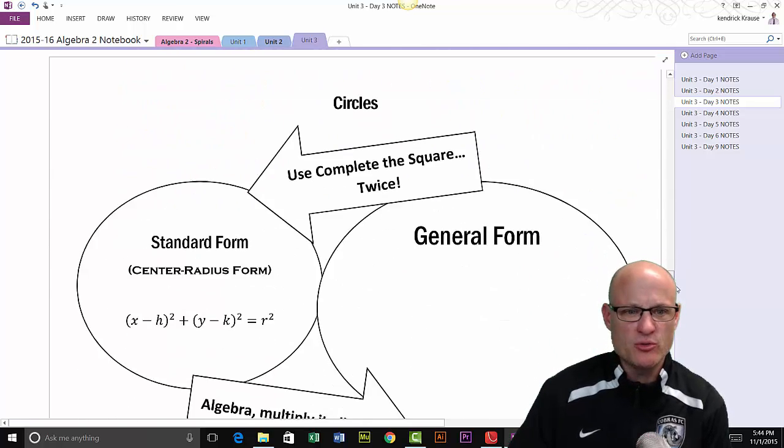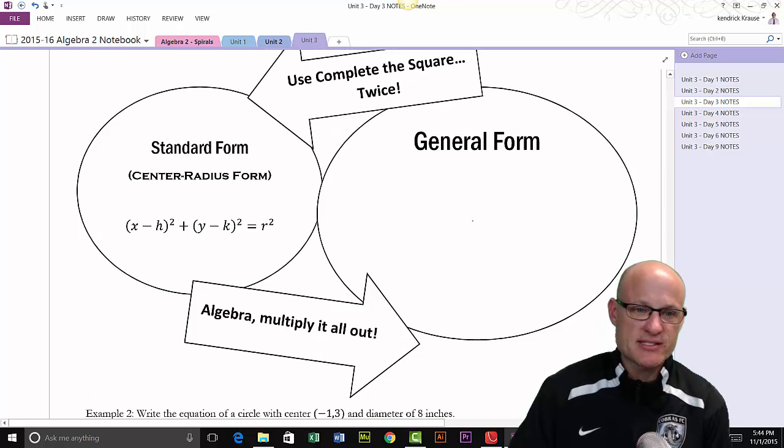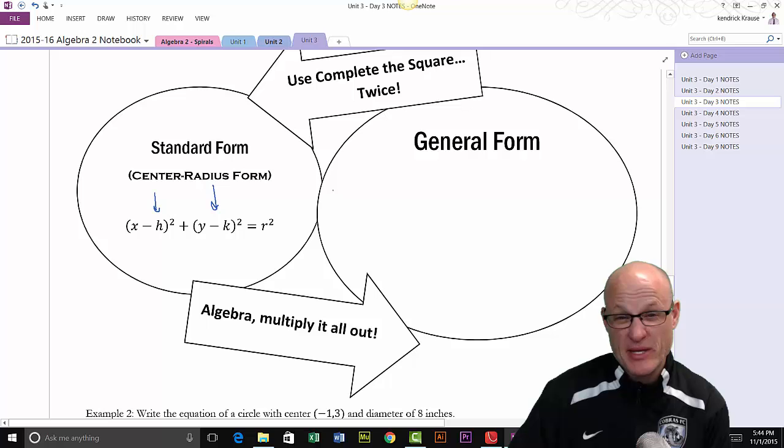All right, moving on. I think we're going to circles. Oh, circles. So this is the standard form of the circle, or the center radius form of the circle. And we're going to go into general form. Now, general form is sort of a pain in the neck. What you're going to do is you're going to take each of these pieces and square them out.